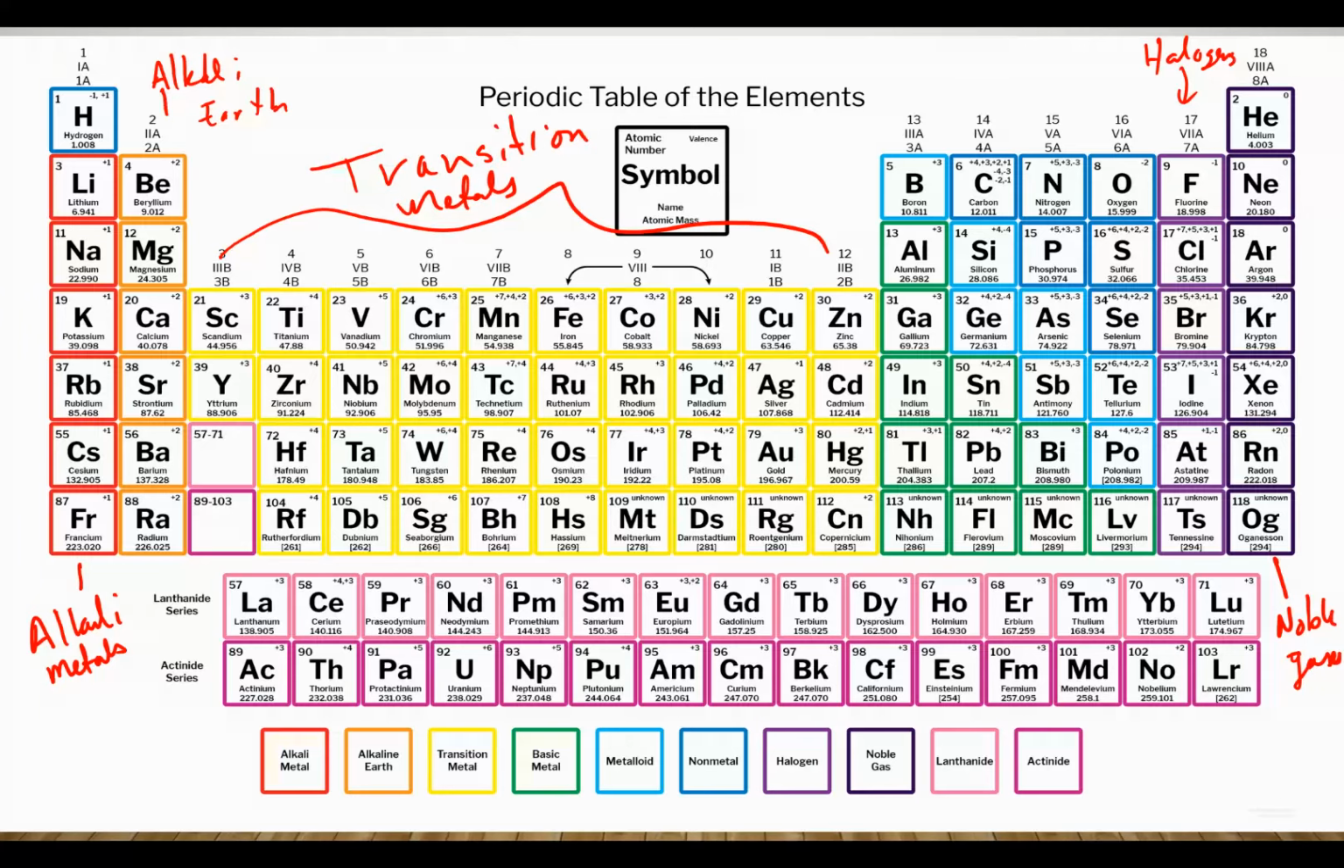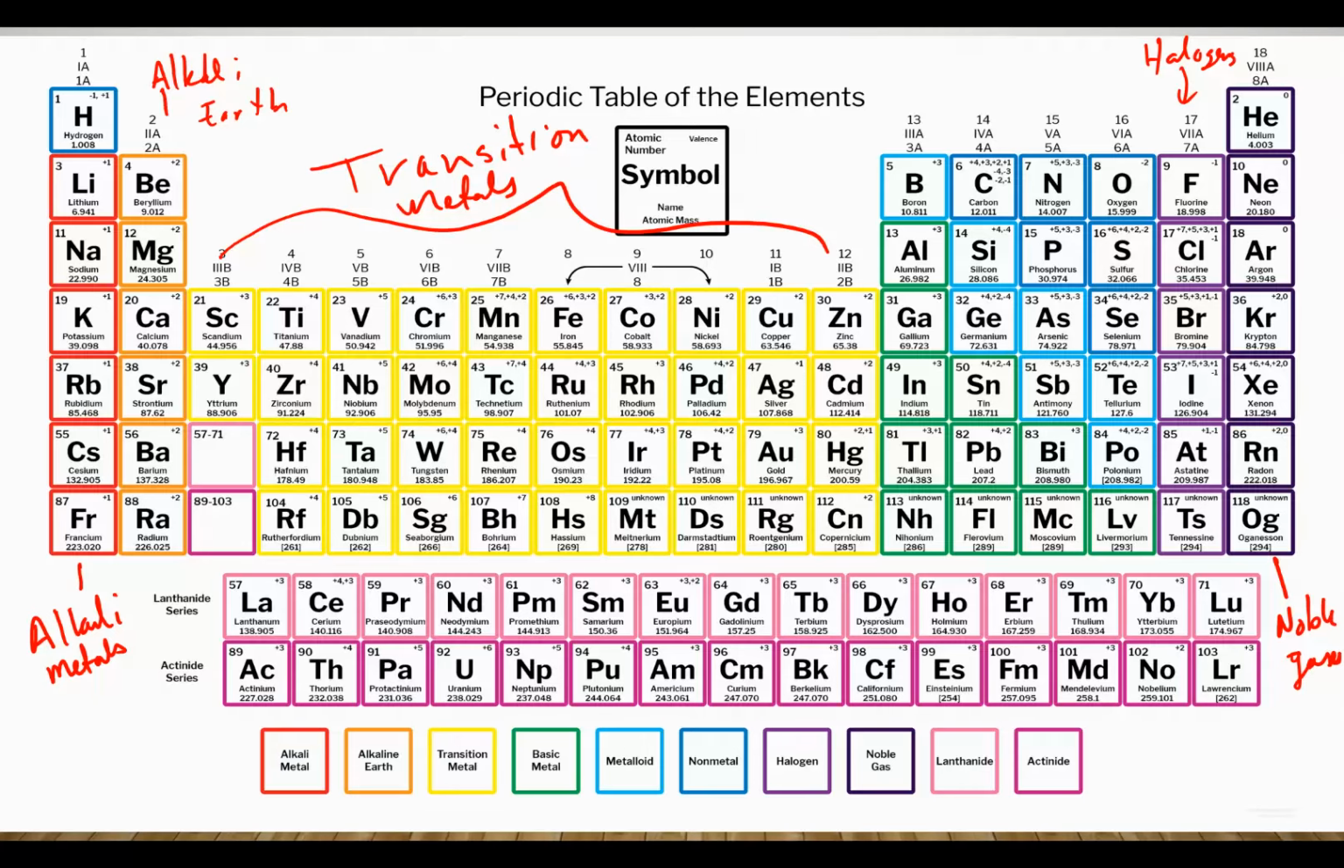You don't have to know the lanthanide series or actinide series. They're actually labeled there. You don't have to know semiconductors. You don't have to know the halogens. You just have to know that in terms of the areas.